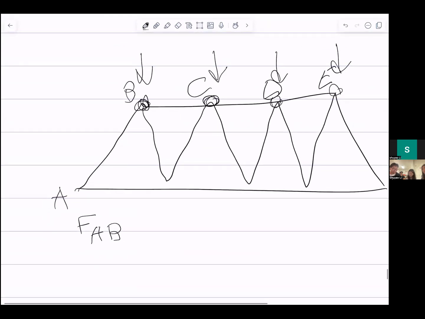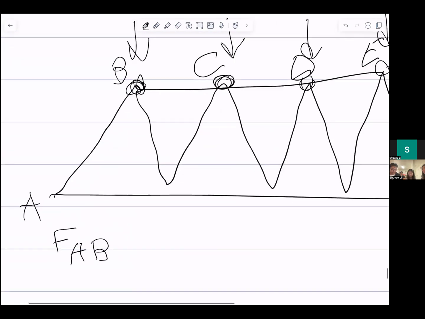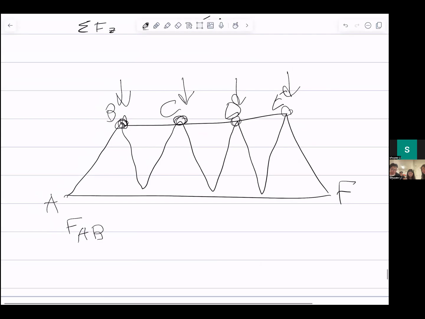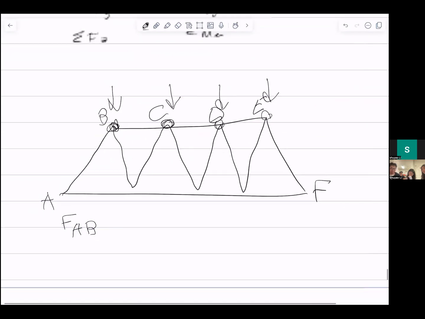And this allows us to simplify a lot of our FBDs and help us solve a lot more unknowns, because if we just let it be by itself for, let's say, complex problems, we would have too many unknowns, and we wouldn't have enough equations to solve for every unknown. So that's why we make those assumptions.